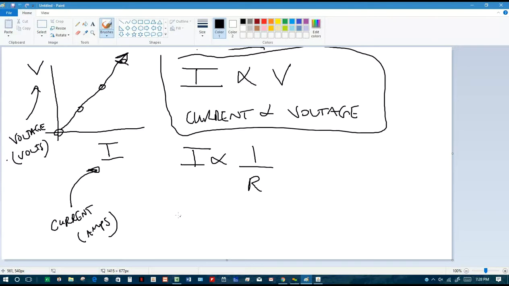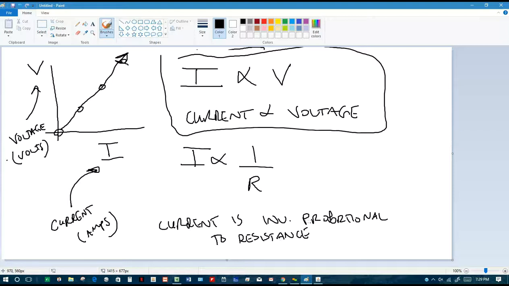Yes. So that means, in words, current is inversely proportional to resistance. Now, if both are implied to be raised to the first power, if R is to the first power and I is to the first power, that means if I double the resistance, what should happen to the current?